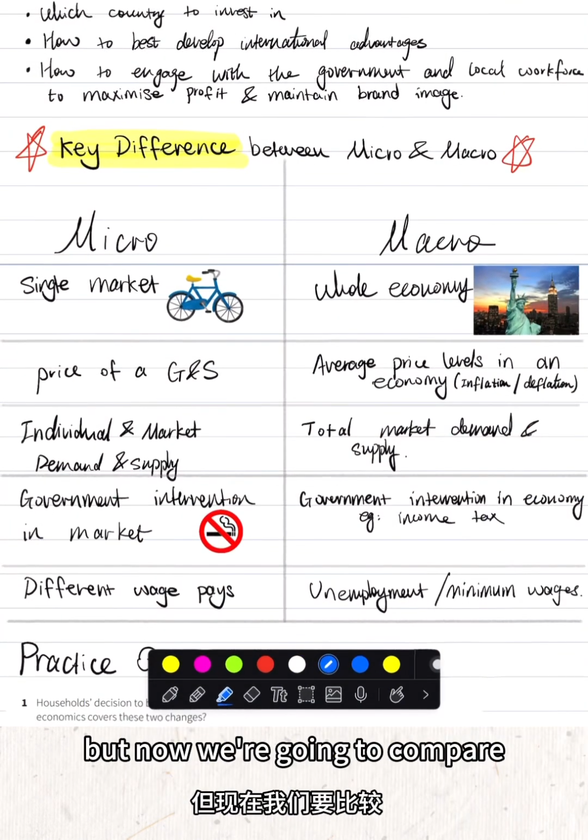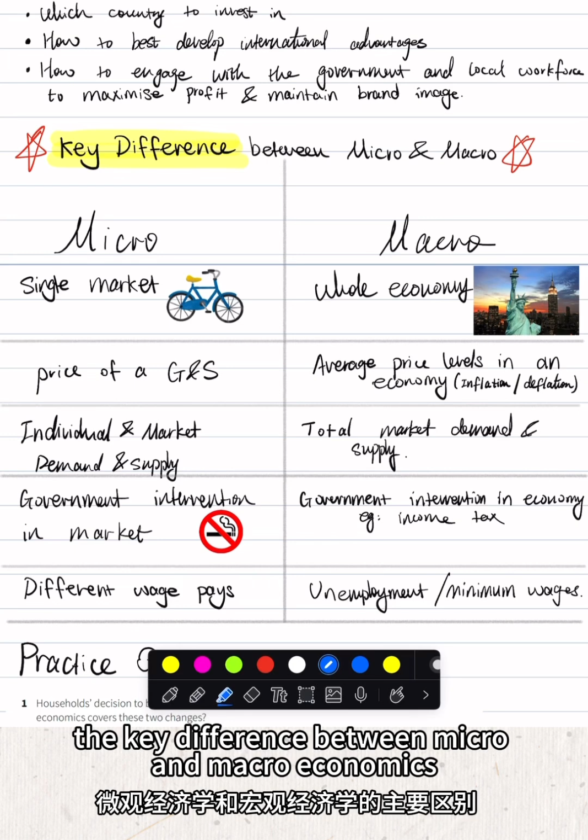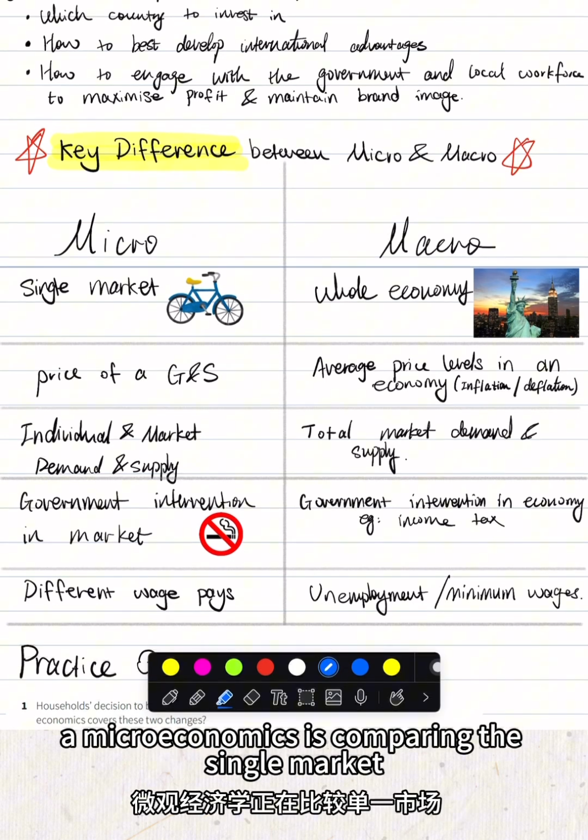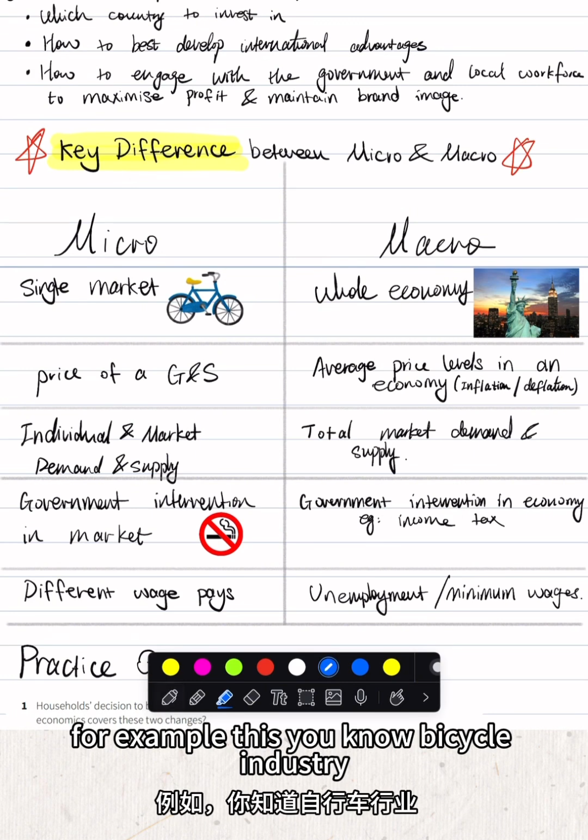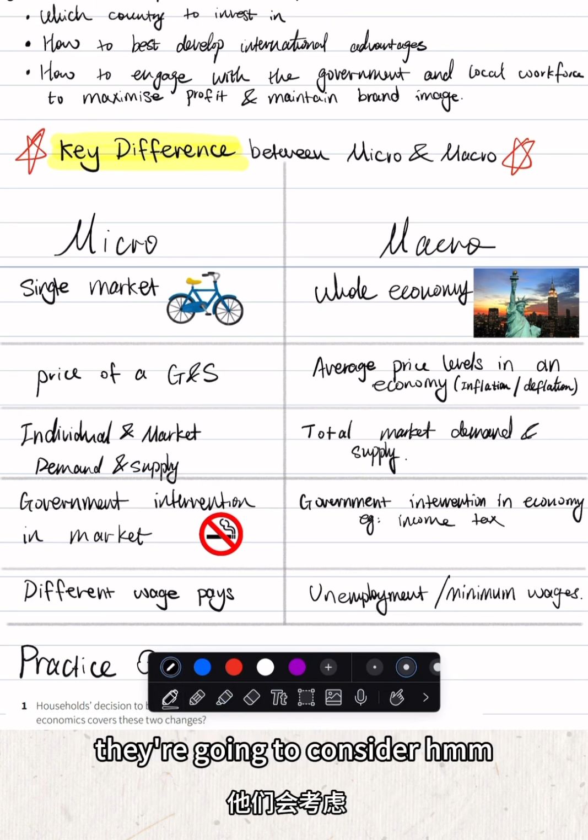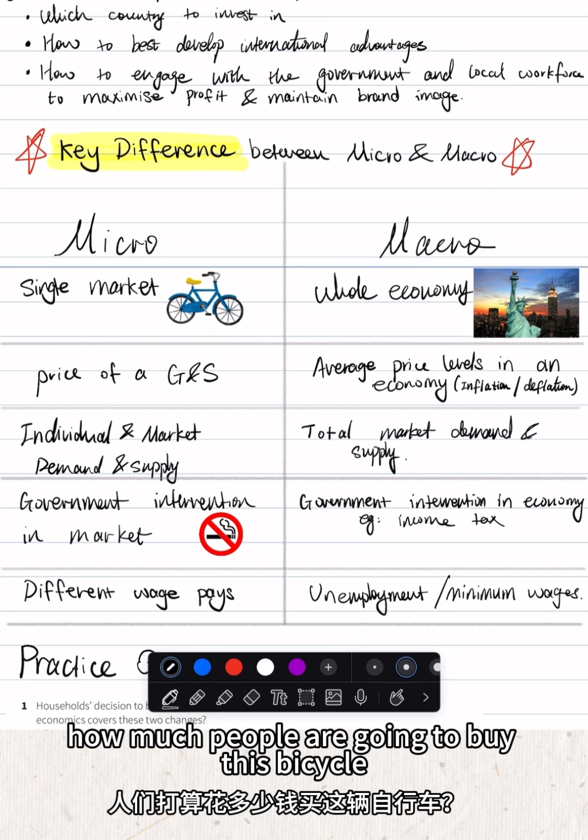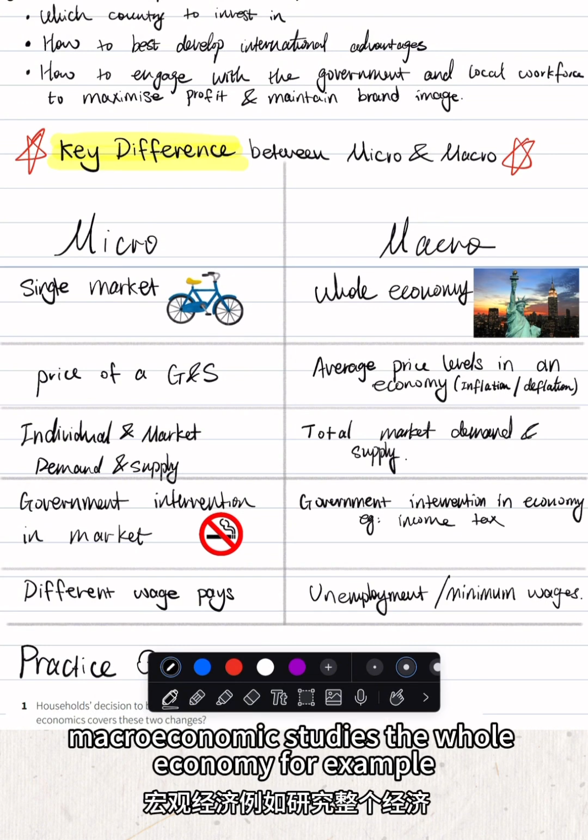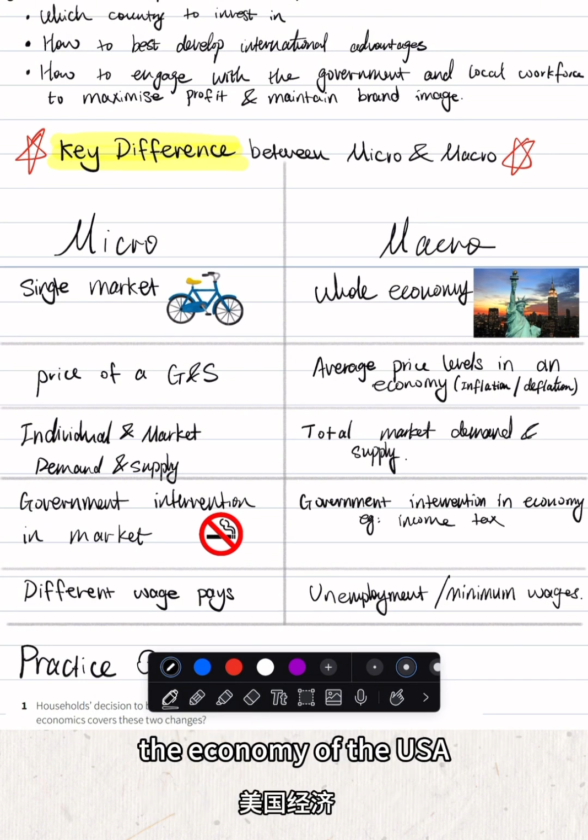All right, so now we're going to compare the key difference between micro and macroeconomics. Microeconomics is comparing the single market, for example, this bicycle industry. They're going to consider how much people are going to buy this bicycle if I lower the price or stuff like that. While macroeconomics studies the whole economy, for example, the economy of the USA.